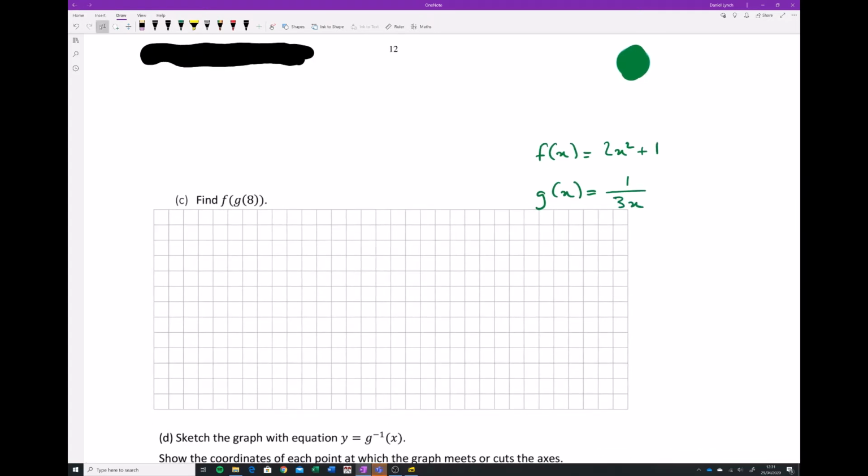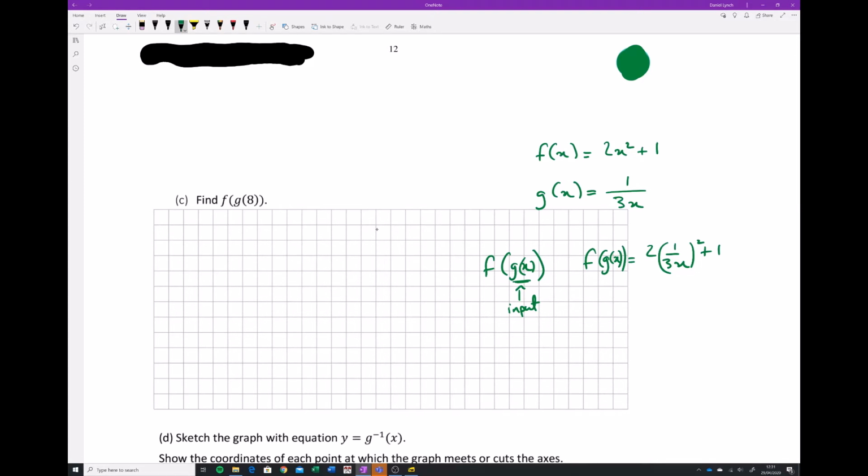Let's talk about what is f of g of x. What that means is you take g of x and g of x becomes your input. You're inputting that into f of x. So f of x takes the input, squares it, multiplies it by 2 and adds 1. But our input is 1 over 3x. So we take 1 over 3x, we square it, we multiply it by 2, and we add 1. So that thing there would be f of g of x.